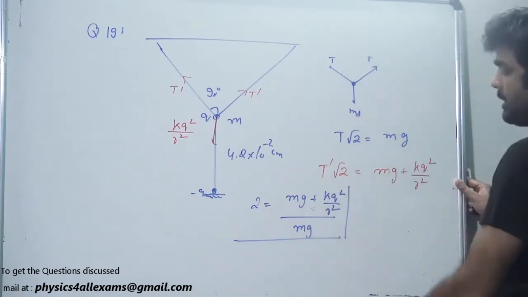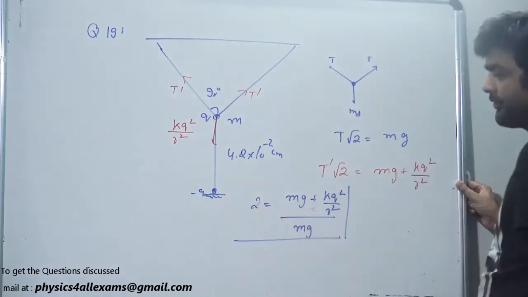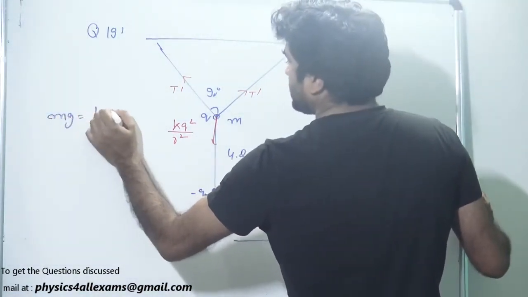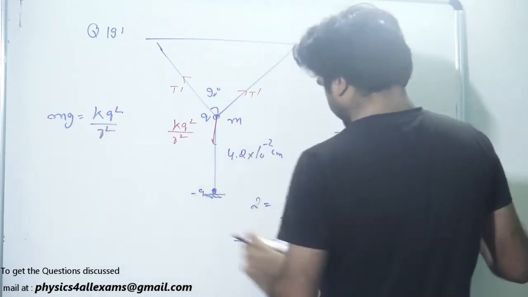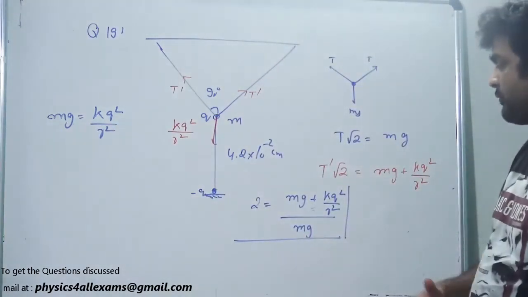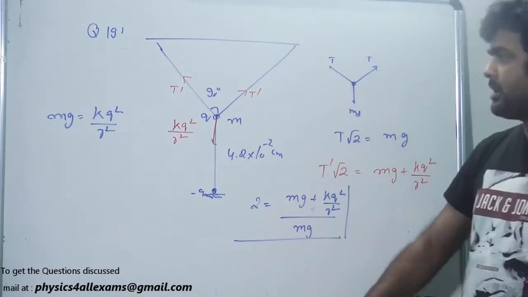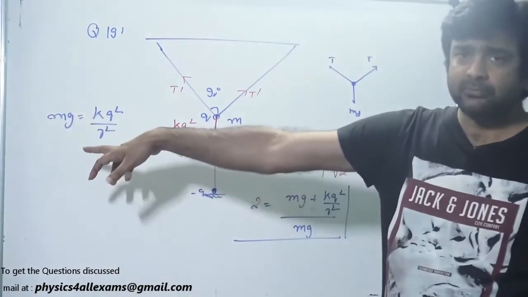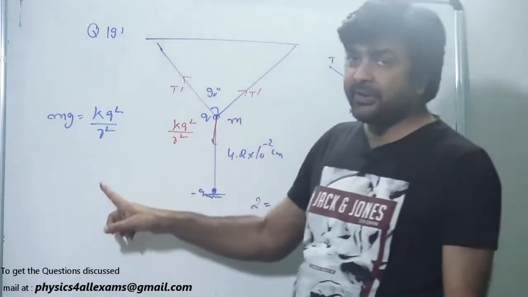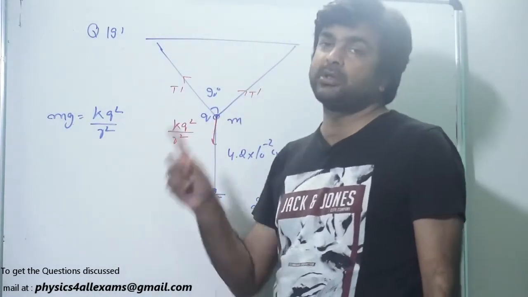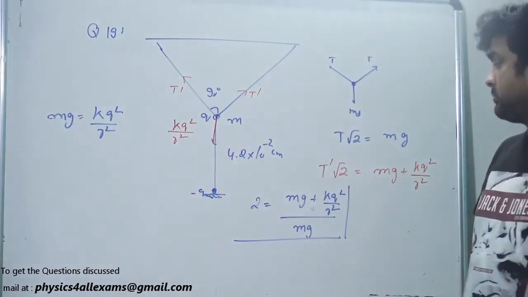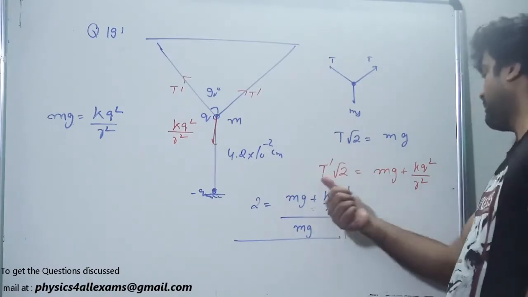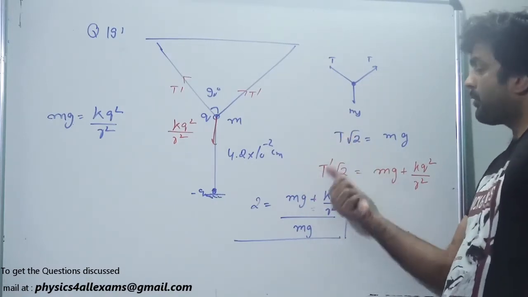We'll take mg here, one mg will get cancelled, and we will have mg equals kq square by r square. We know the mass, we know the distance r, so we can simply solve for the charge q. Having known the value of charge q from here, we can then find the value of T dash either from here or from here.